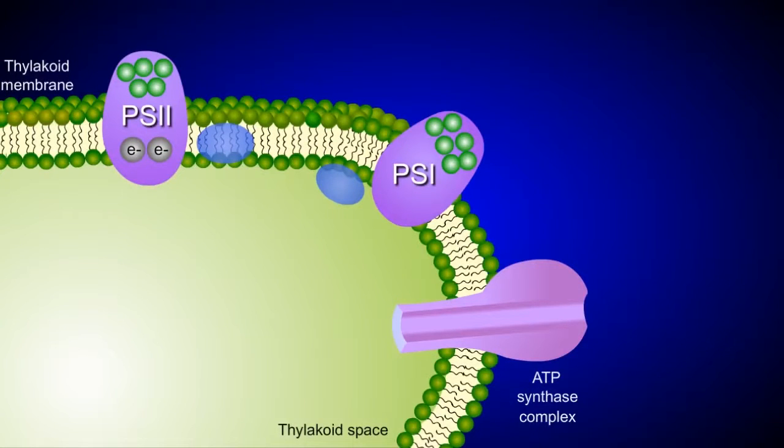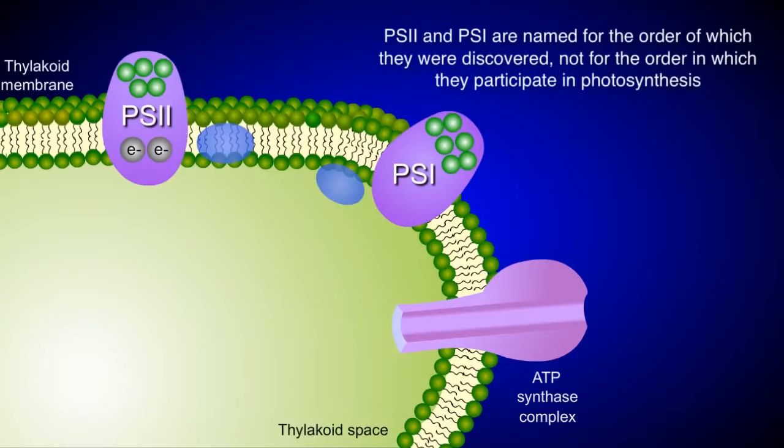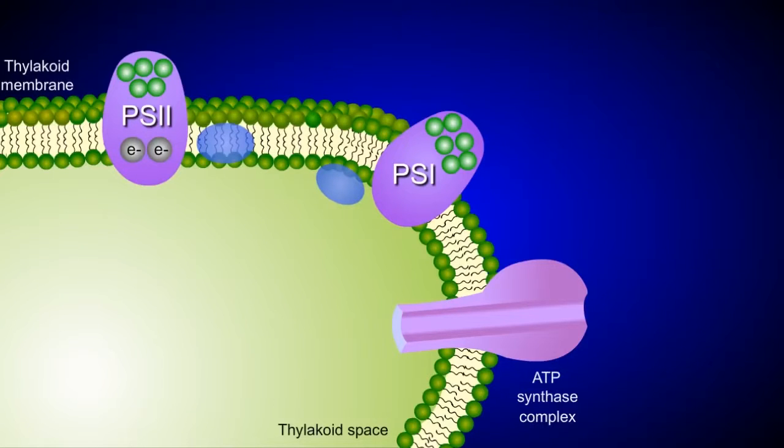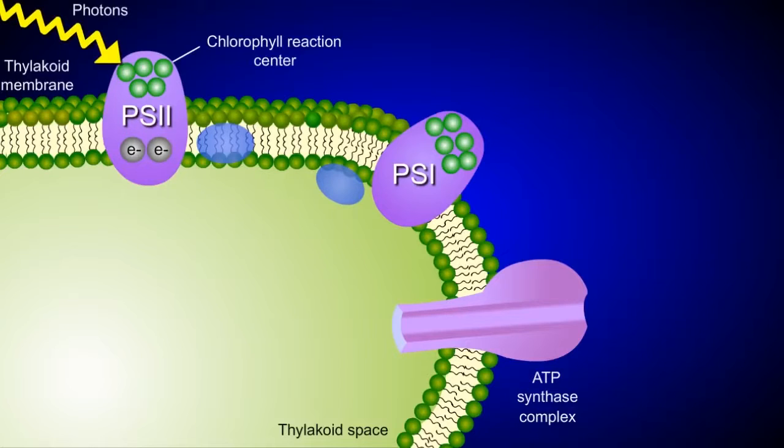The light reaction uses two photosystems, called photosystem 1 and photosystem 2, which are both embedded in the thylakoid membrane. It's important to realize that these photosystems are named for the order in which they were discovered, not for the order in which they participate. In the photosynthetic process, the light reaction actually begins at photosystem 2.